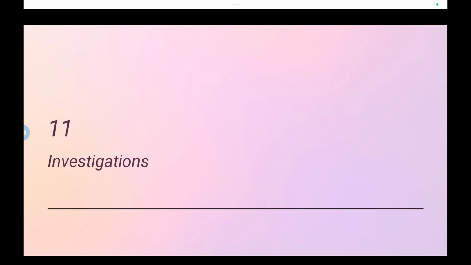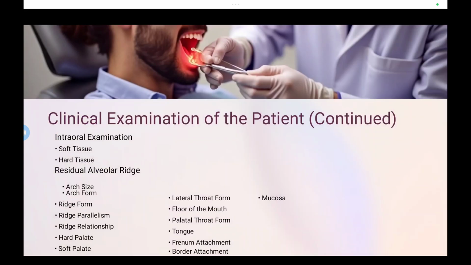Now we will discuss the mucosa. Mucosa is the soft tissue in the oral cavity, the soft tissue on which the denture rests. Color of the mucosa, healthy pink color. Any amount of redness indicates an inflammatory change. Inflamed tissues provide wrong recording while making an impression. White patches should be noted if present on the mucosa.